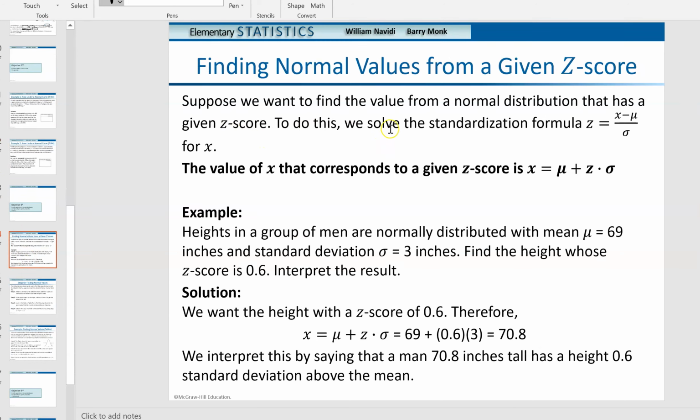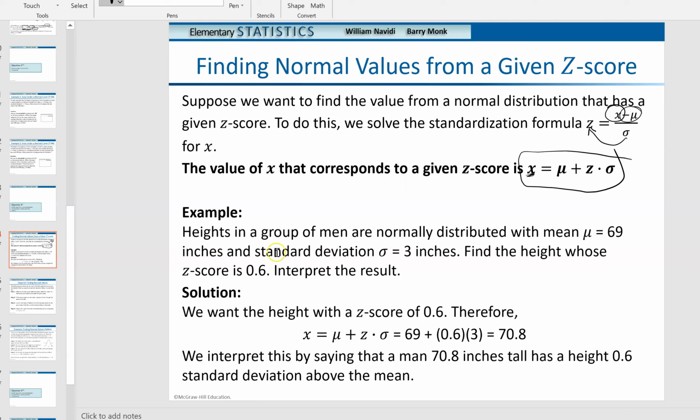Suppose we want to find the value of the normal distribution that has a given z-score. To do this, we solve the standard formula. What they're doing is solving this for x. So I multiply both sides by sigma, and then I add mu. That's where they get this formula here, x equals mu plus z times sigma. So now I'm able to actually calculate the value.